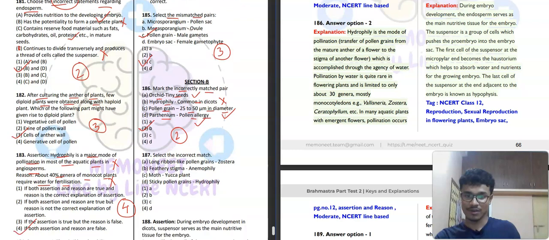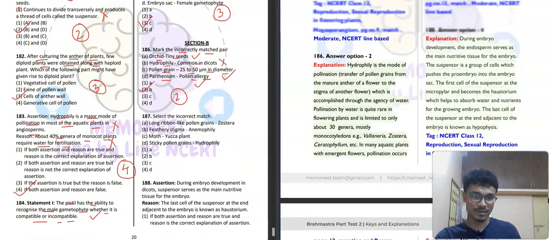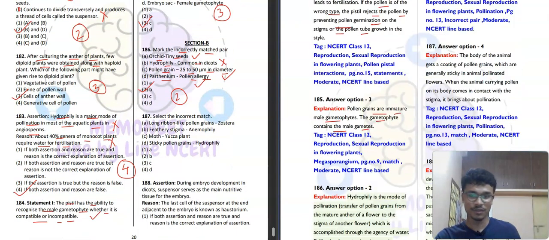Now the next one, 187. Okay, so here also we need to select the incorrect match. Long ribbon-like pollen grain, Zostera, is absolutely correct. Feathery stigma, anemophily, is also correct. And then moth, yucca plant, is absolutely correct. You can also study this in ecology. You can also study this in your chapter on reproduction in flowering plants.